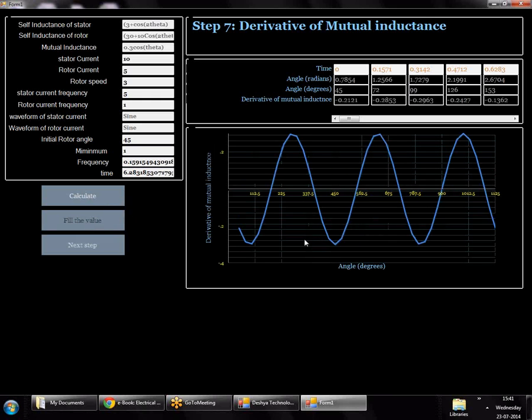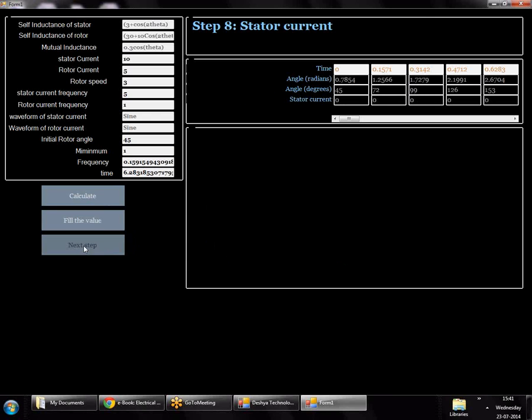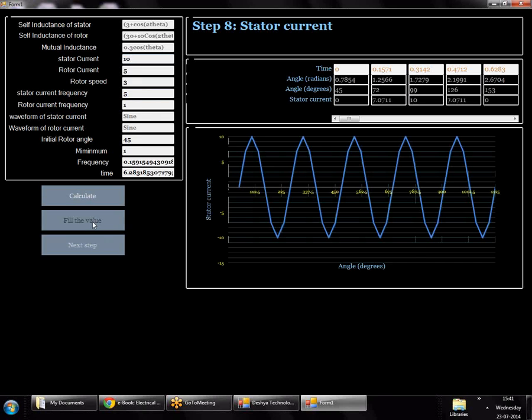the graphical representation of the derivative of the mutual inductance. Now after having calculated the derivative of this mutual inductance, the next thing is to determine the stator current. If you see here, the magnitude of the stator current is 10 ampere and it's of sine nature. So we just find out the current. The values are filled over here, and the frequency of the stator current was 5 radians per second. So with that we have calculated the variation of the stator current.